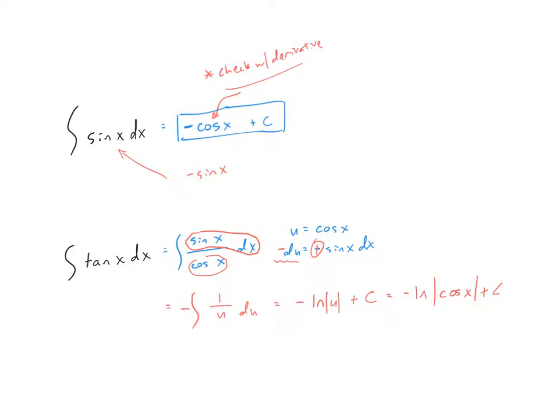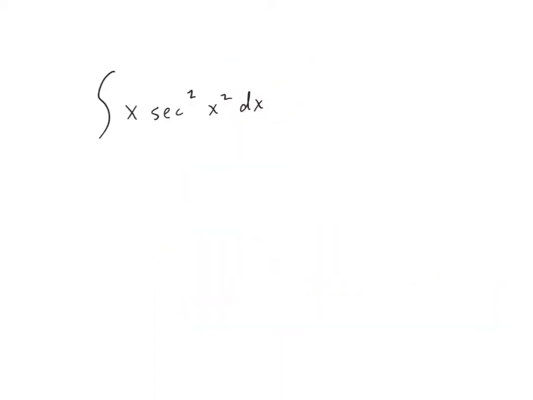Next example, we have to integrate x secant squared x squared dx. The thing to key in on initially is that I see that secant squared sandwiched in the middle there. I know the integral of secant squared by itself is tangent x, because the derivative of tangent x is secant squared x.